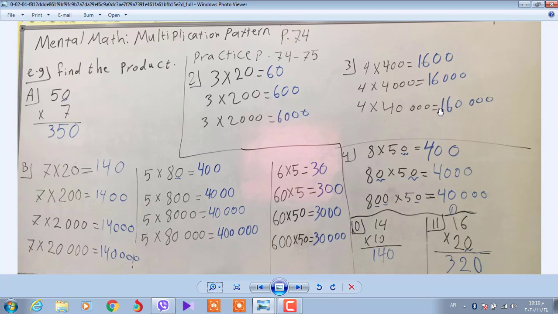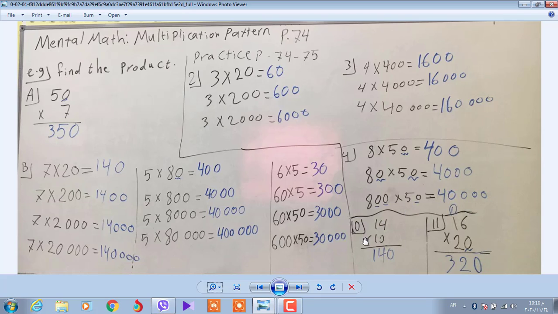Equals what? Equals 160,000. Another question, we have 8 multiplied by 50. 8 multiplied by 5 equals 40, and because we have 1 zero, write down 1 zero in the answer. 80 multiplied by 50 equals what? 8 multiplied by 5 equals 40, and because we have 2 zeros, write down 2 zeros in the answer. Okay, now we have 800 multiplied by 50. 8 multiplied by 5 equals 40. Because we have 3 zeros, we write down 3 zeros in the answer, equals 40,000 students.